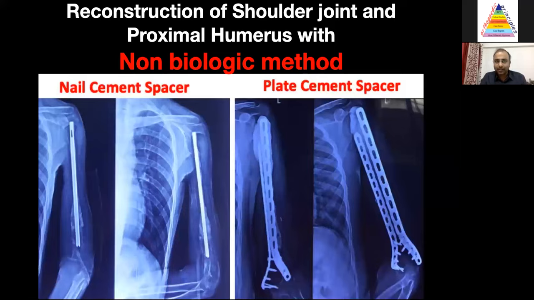Next is again a non-biologic reconstruction option, a cost-effective method that is commonly used. That is the use of an implant cement spacer, that is, use of a nail. Here it's a K nail, Kuntscher's nail, so it's a nail cement spacer. On the right side, we can appreciate a plate cement spacer. Again, a treatment option for any tumor involving the joint or diaphyseal region.